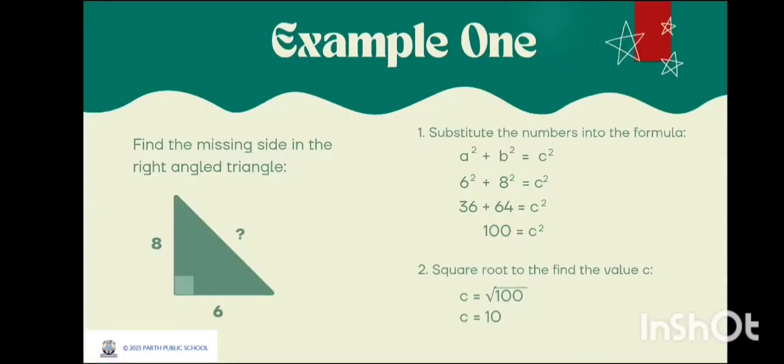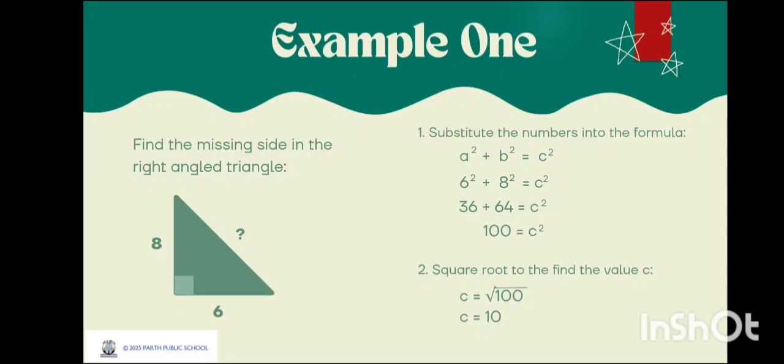Here, we have one example. Here we have a right triangle in which we have to find the missing side. So here one side is 8 units and that is perpendicular. The other side is 6 units, that is base. Now we have to find the hypotenuse of this right triangle. To find the hypotenuse of this triangle, in the first step, what do we have to do? We have to substitute the numbers into the formula.